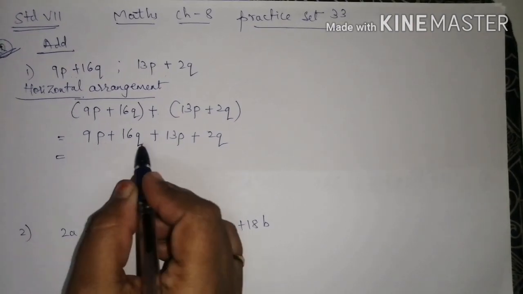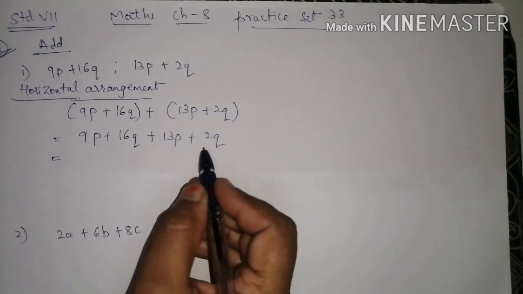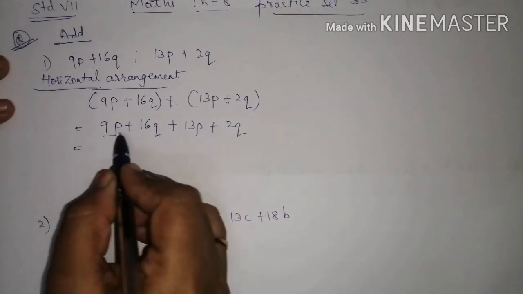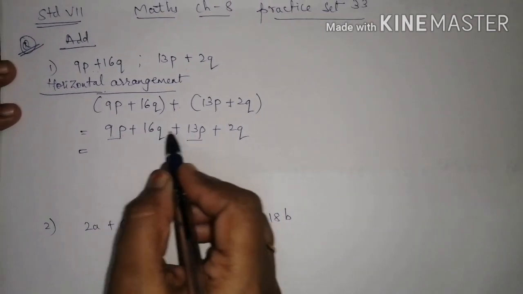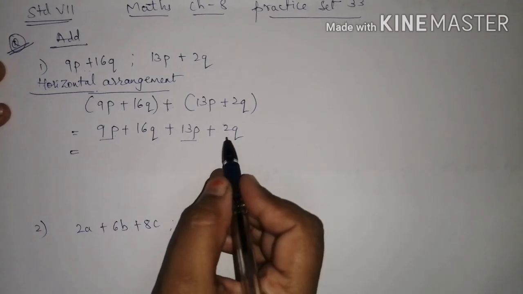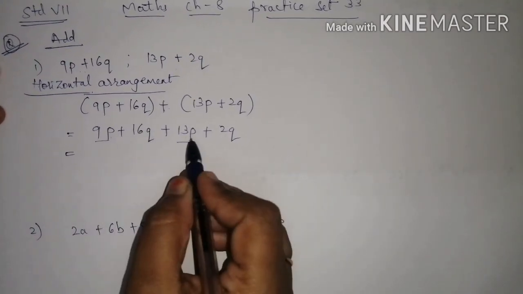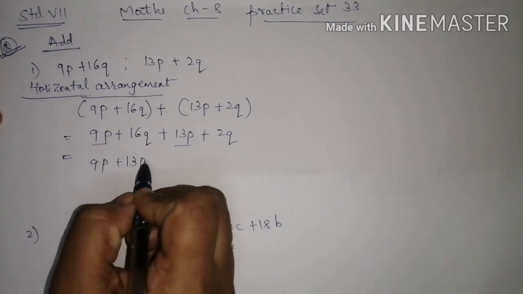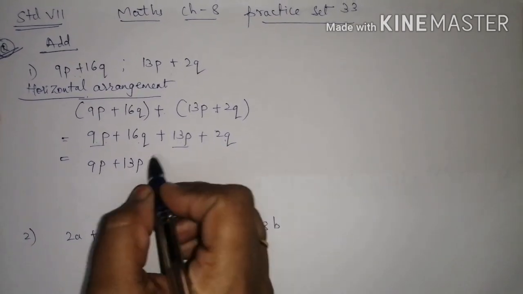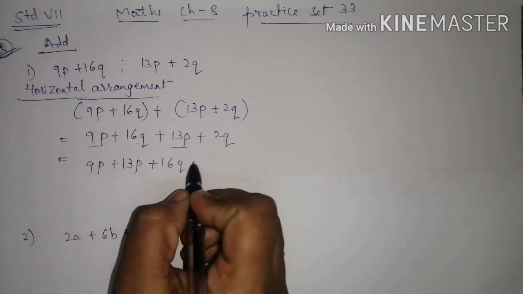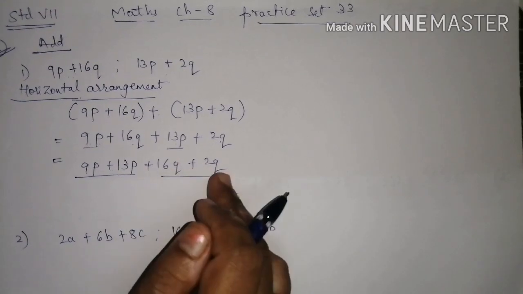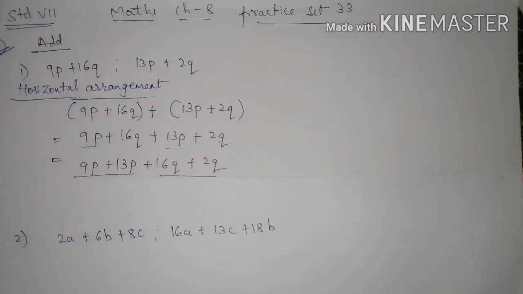Now after that we have to collect the like terms together. Like terms means here the p terms, these two are like terms, and the q terms. So like terms will be added together. So the p terms I will take together, 9p plus 13p, and the q terms together, plus 16q plus 2q. So there are two p terms and two q terms. Collecting like terms is your third step.